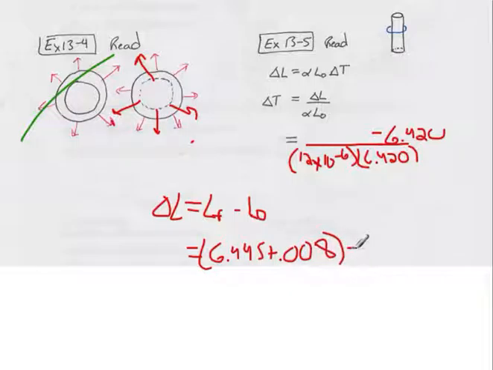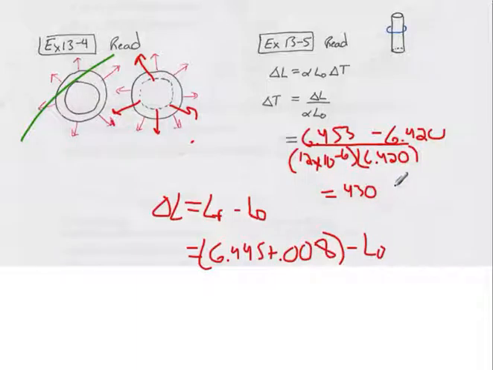So that's L final minus L initial, which I already put up there. So what is this right here? I think that's 6.453, and then we'll get an answer. So how much does this rod and washer need to be heated up? That's 430 degrees.